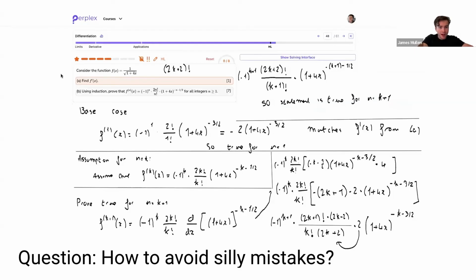How do we avoid messing up the algebra? So good question. How do you avoid messing up the algebra? A lot of it is experience, especially when you're working with these factorials. Part of it is being really, really good with factorials.